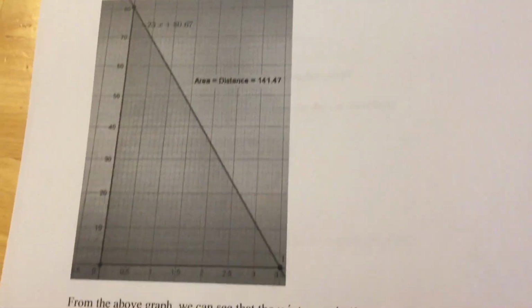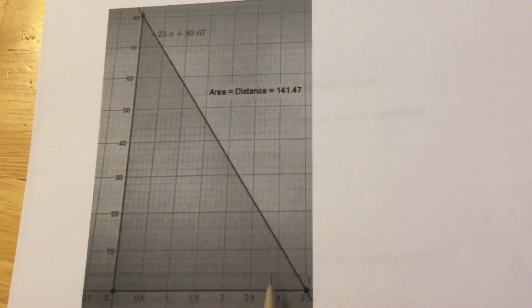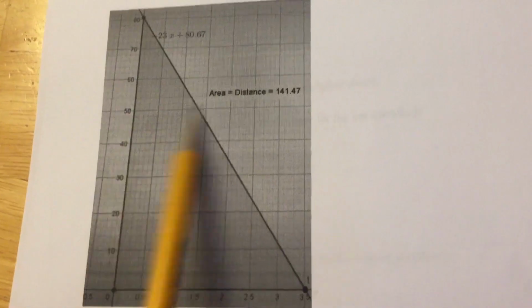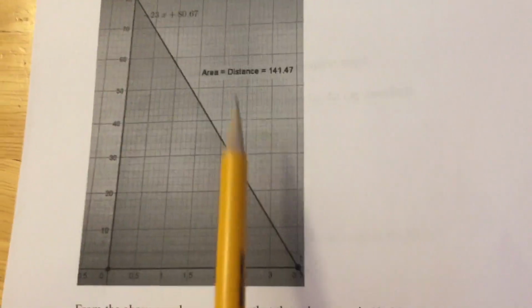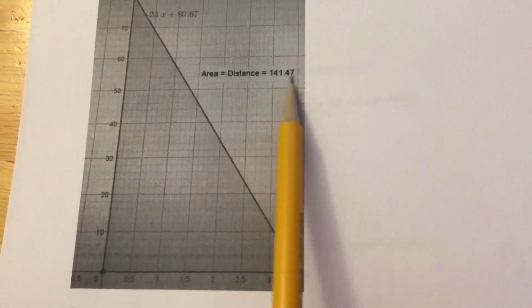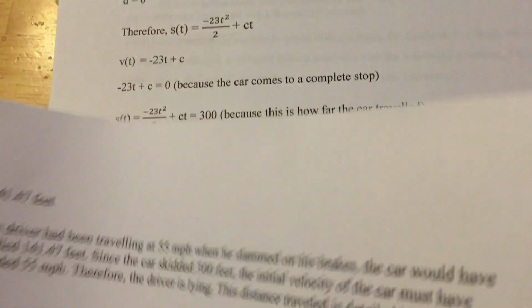Now, the distance traveled we can determine within this diagram. And you can see the area below the curve is going to be the distance traveled. This is a triangle, one-half base times height. We get a value here of 141.47.